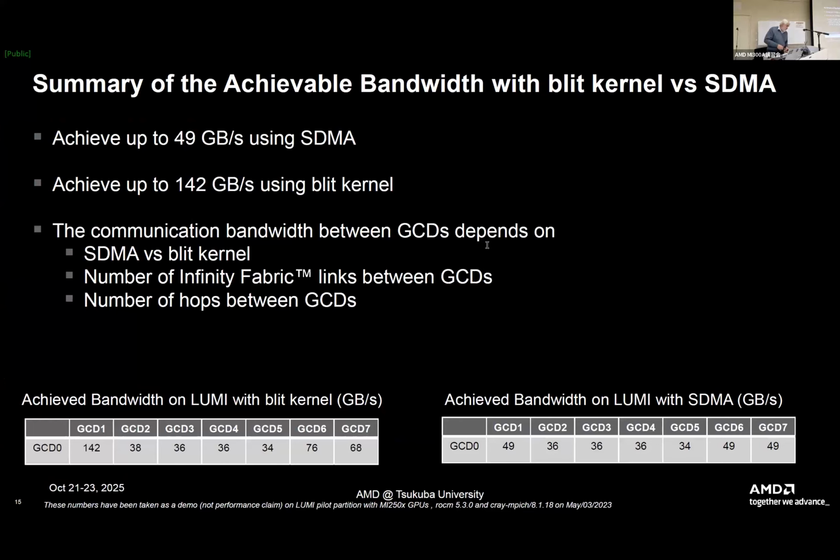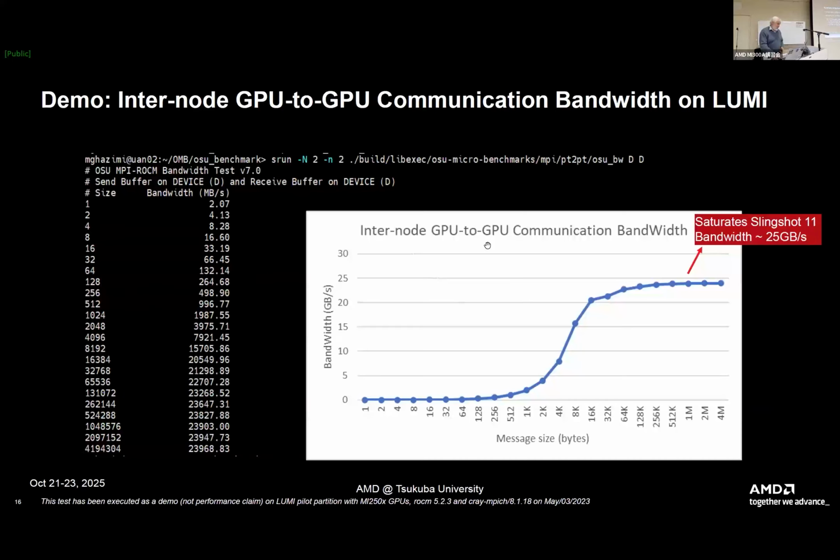So this is showing on the Lumi 250X system the difference in the performance with blit kernels and with SDMA engines. And probably what's more important is when we're doing communication, we're often somewhere in this range where the slope is pretty steep for the message size. So if we're doing smaller messages, we're not going to get that performance.